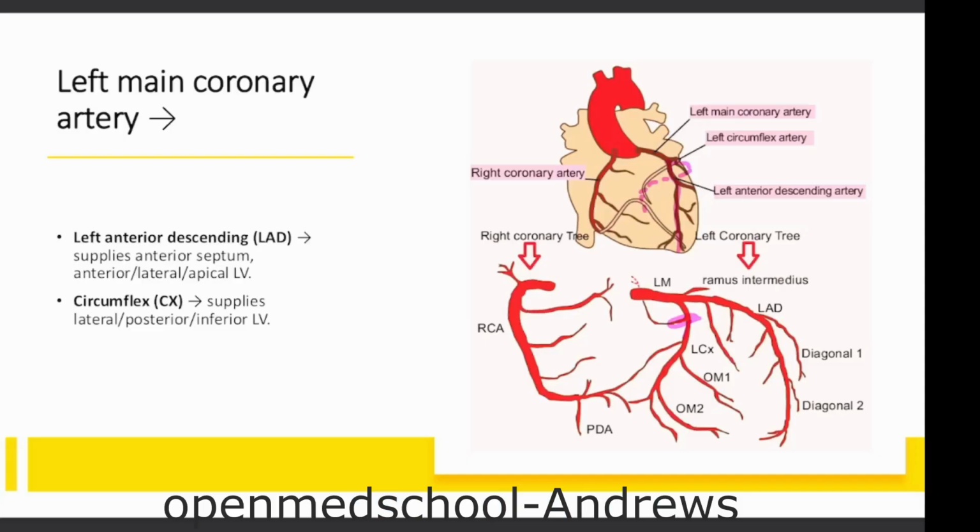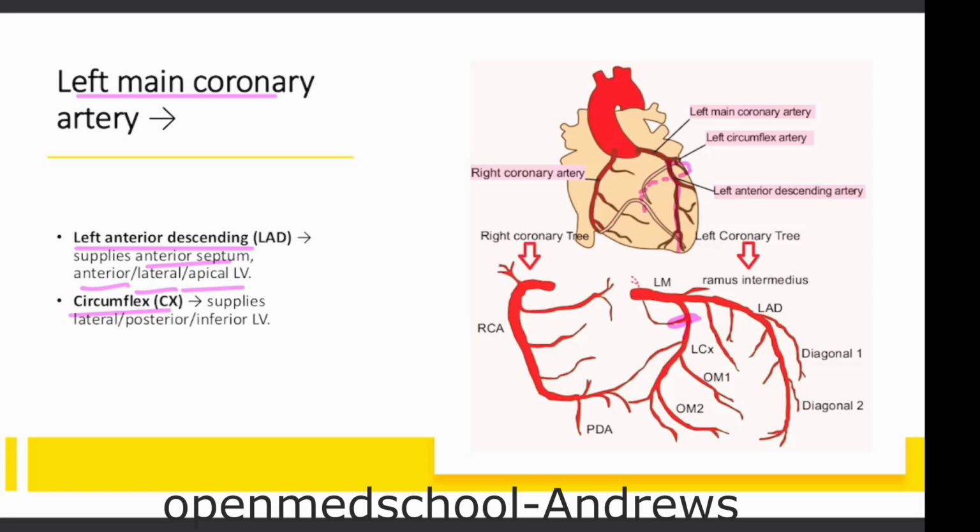So remember, the left main coronary artery, or left main stem, divides into the left anterior descending artery and the left circumflex artery. The anterior descending artery supplies the anterior part of the septum, the anterior wall, the lateral wall, and the apical left ventricle. So a major part of the left ventricle is supplied by the left anterior descending artery. The left circumflex artery supplies the lateral, posterior and inferior part of the left ventricle.